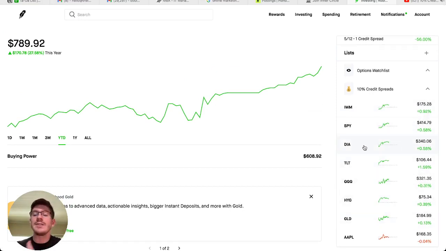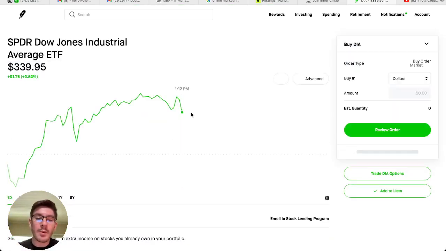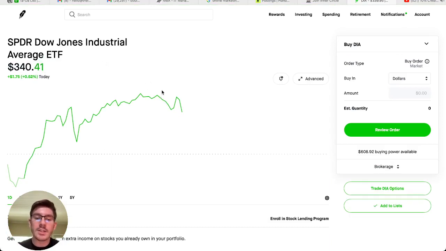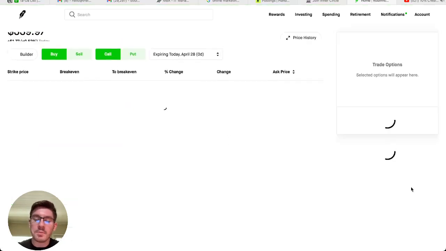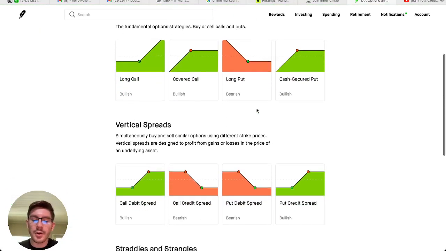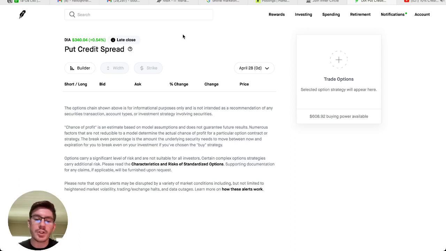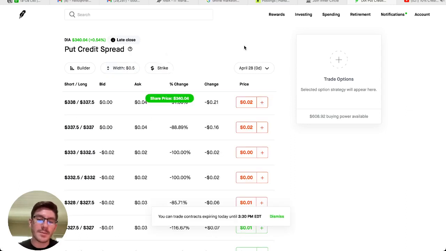Let's go into an example of a stock that I do not own a position on. I currently have a SPY and TLT spread on, so let's look at DIA. The way we set this trade up is I go on to my broker, right now I'm using Robinhood. I go on to trade DIA options, and from here I go on to Builder. From Builder, I select Put Credit Spread, which is under the Vertical Credit Spread section. I'm about to explain how this works in a second, but I want to show you the profit chart so that it makes more sense.